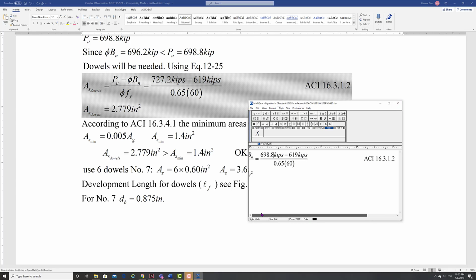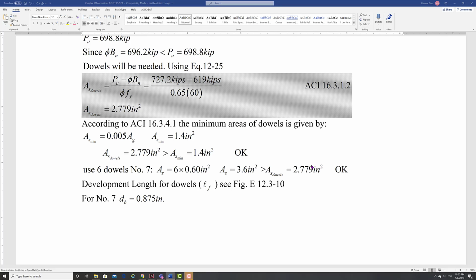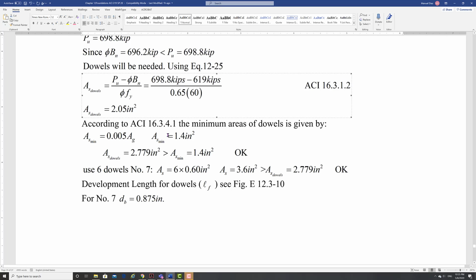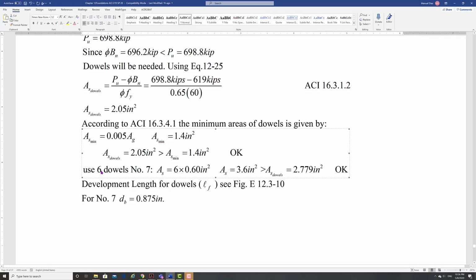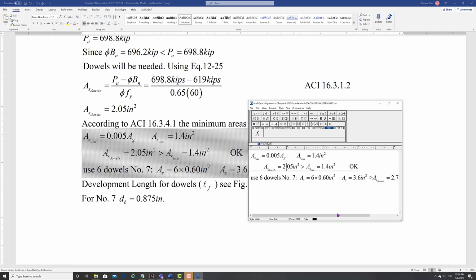Okay, right here there is a value. 205. Okay, so 205, this is the minimum. You have to check your minimum, and the 205 controls over the minimum. So use number 7 bars. That will give you 306. It's more than the 205. So we are good.